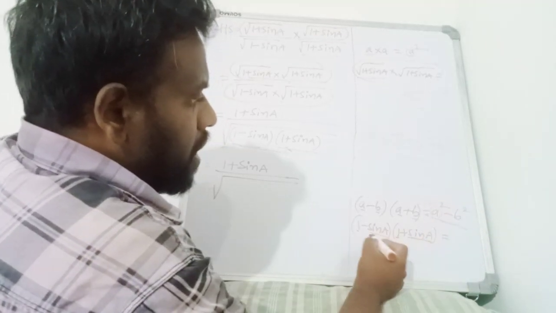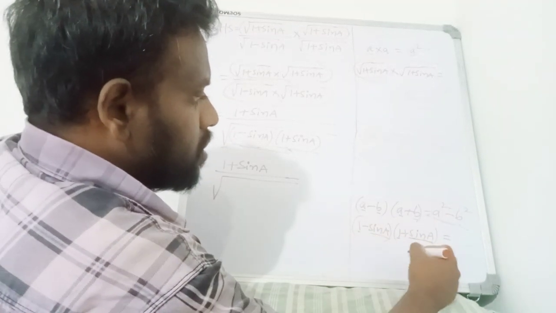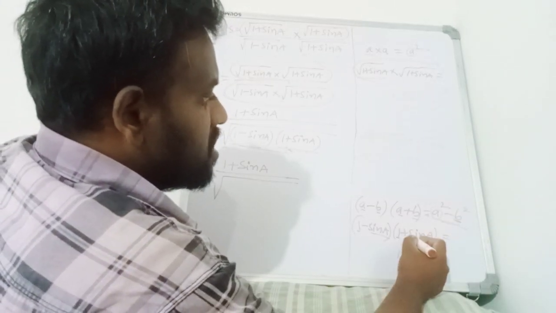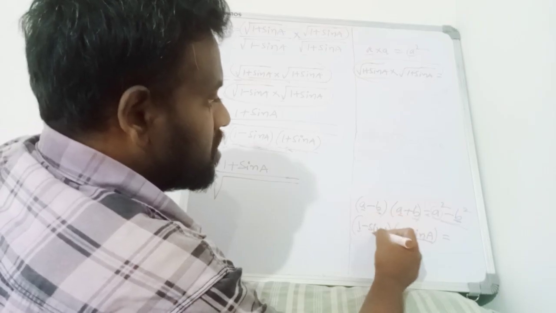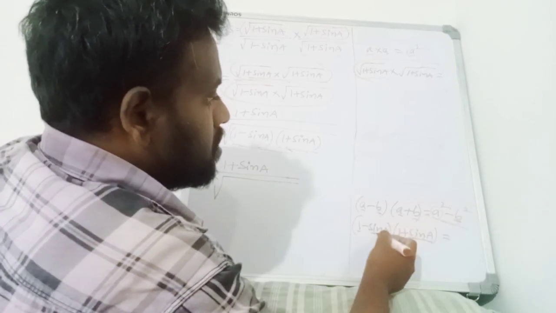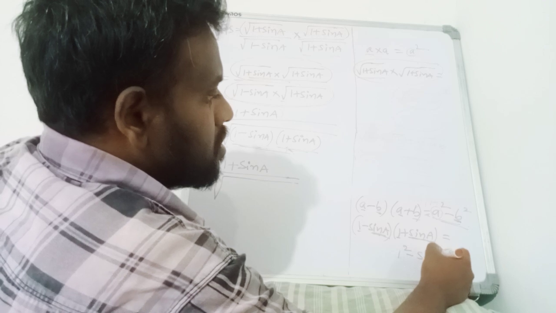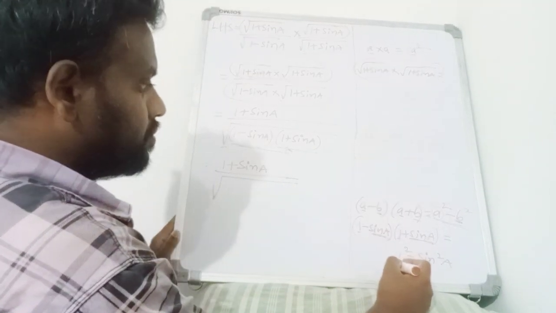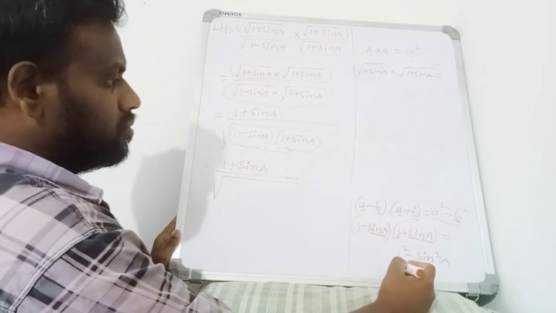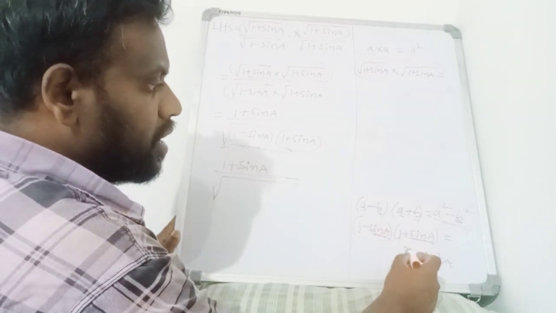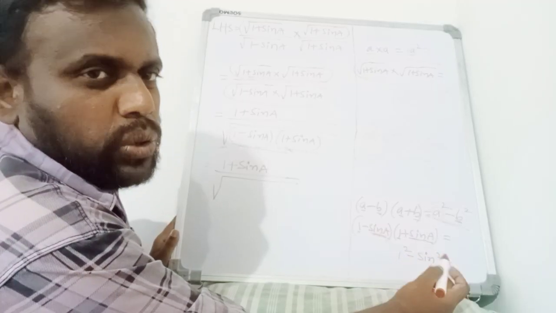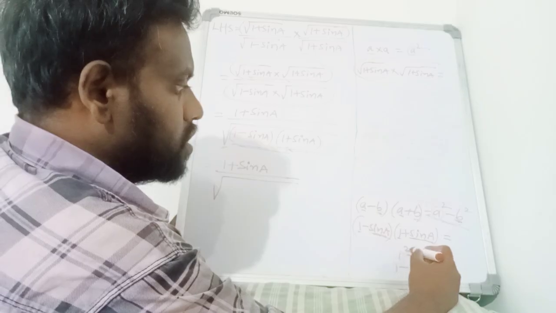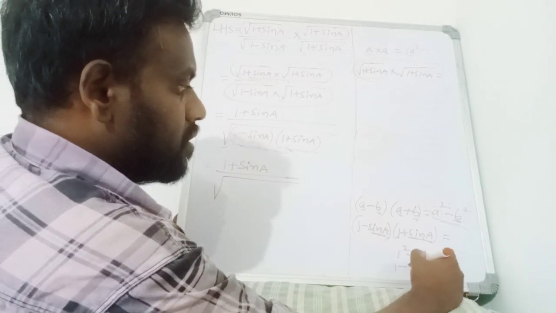So in place of A what we have? I said 1. So 1 square minus, in place of B what we have? Sin A. In place of B, sin A. So B square means sin square A. Now here, 1 square means 1 only, 1 into 1. So in the next step it is 1 minus sin square A, because 1 square is equal to 1.